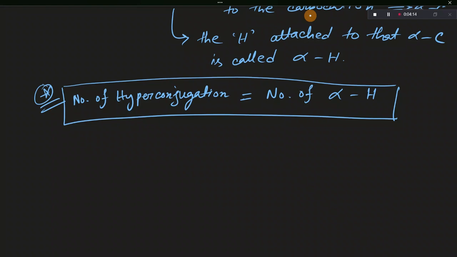Now, through this hyperconjugation, we can discuss the stability. The stability is proportional to the number of hyperconjugating structures.